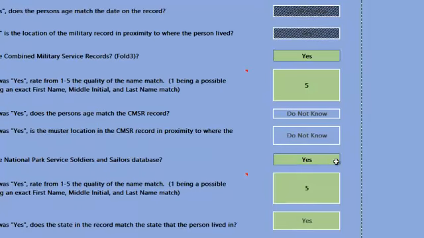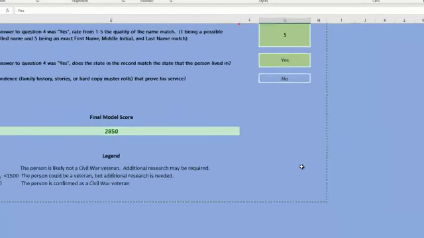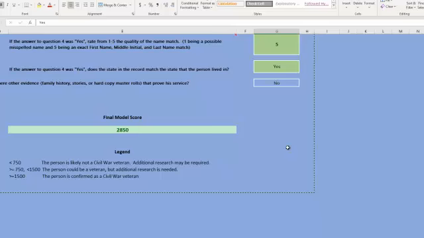He also was in the National Park Service's Soldiers and Sailors database with an exact name match and his state match. So Austin C. Ayton ended with a final score of 2850, which again put him solidly in the confirmed Civil War veteran category. It was primarily due to the fact that we had two sources. We had the 1910 census and we had the combined military services record from the state of Illinois with an exact name match.